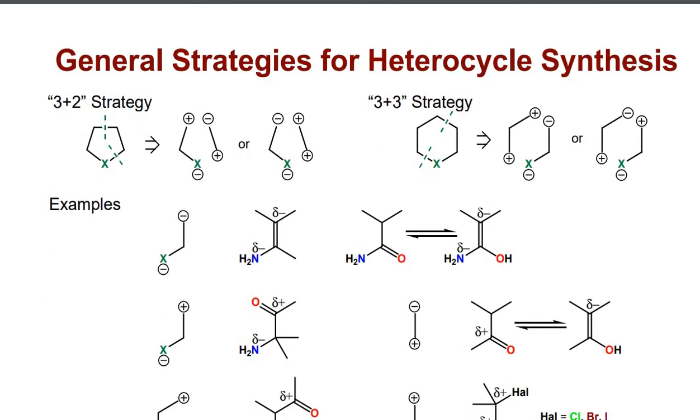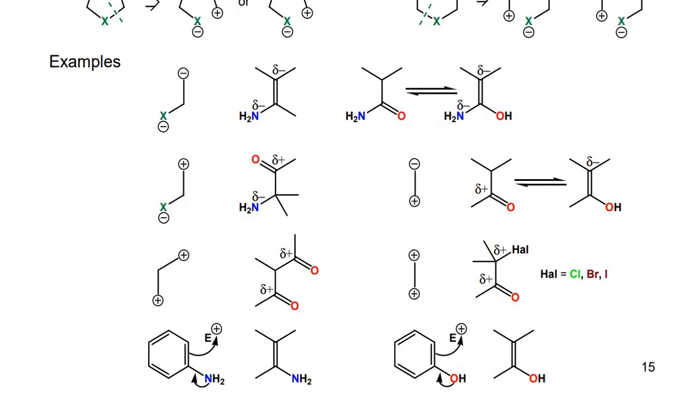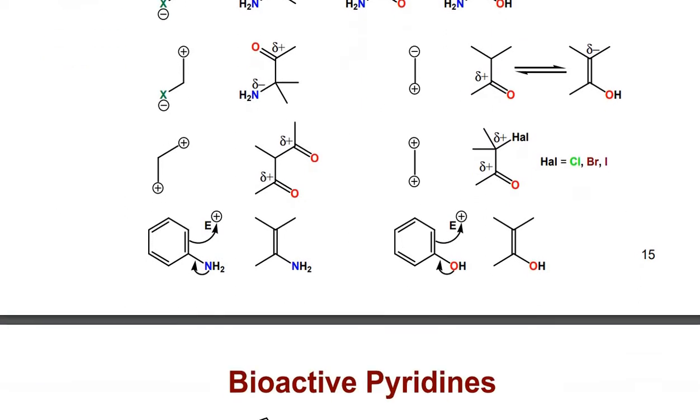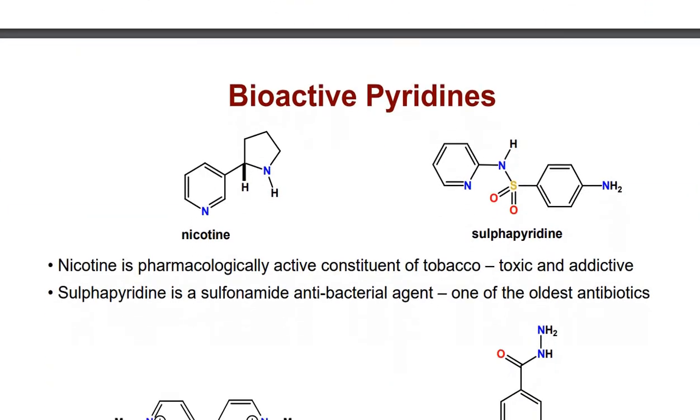General strategy for heterocyclic synthesis: 3+2 means 2 atoms coming from one side and 3 from the other. So you can see the dipolar compounds. 3+3 strategy means 3 atoms coming from one part and 3 from another part. So look at here the formation of these compounds. Take page and paper and write it down.